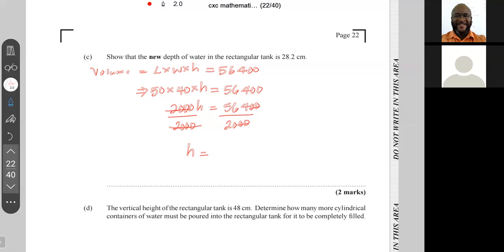All right, let's go again. 564 divided by 20, and the answer is 28.2 centimeters. So we were asked to show that when you pour in the new amount of water into the tank, the new height would be 28.2, and we just did that.